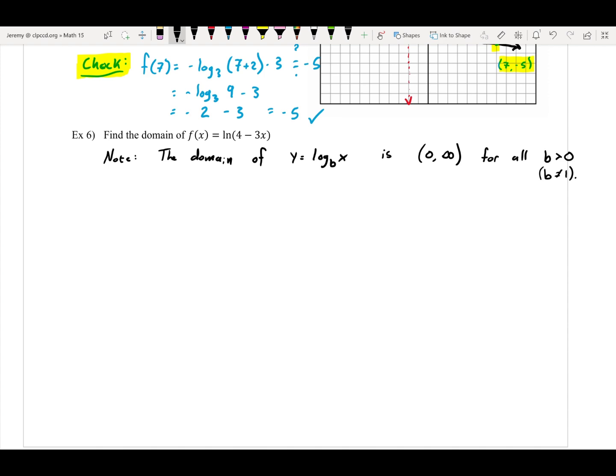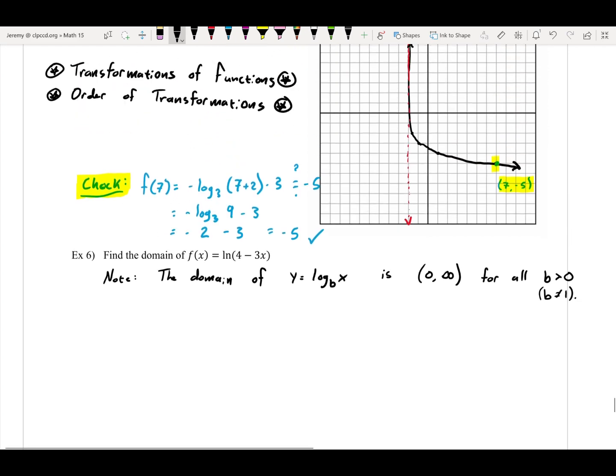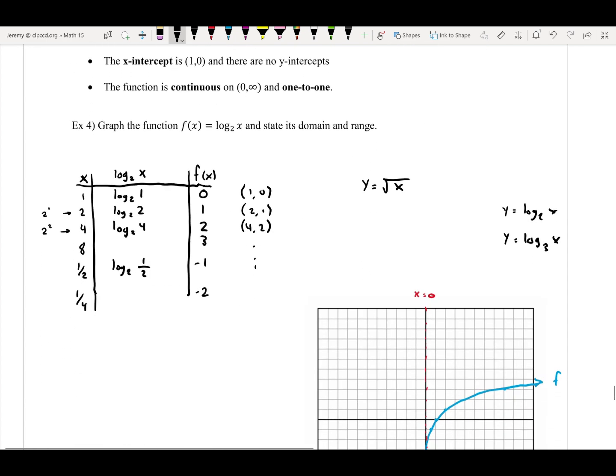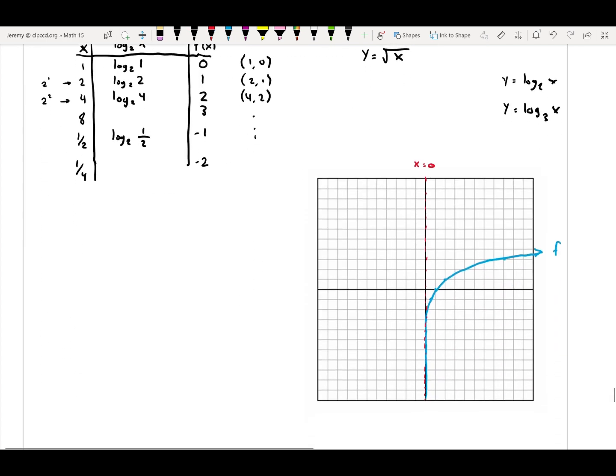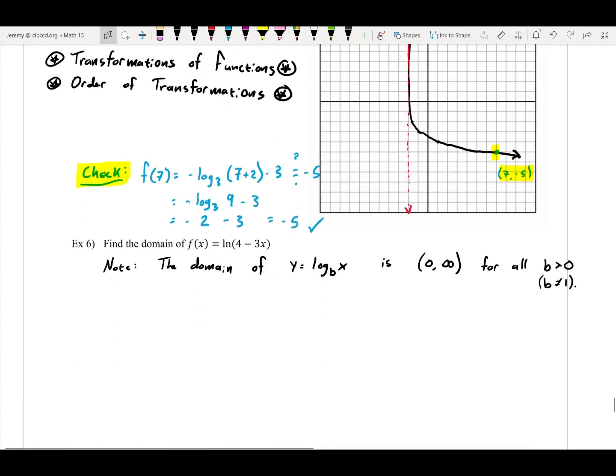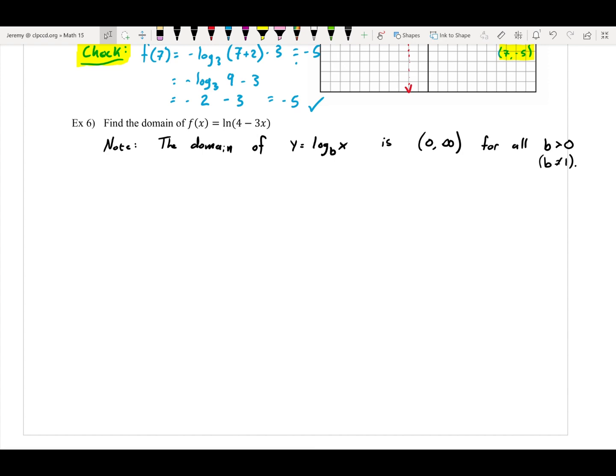Okay, so no matter what b is, log base b of x is going to have a domain from 0 to infinity. And you could just think of the parent functions, whatever. Here's log base 2 of x. I always just remember the graph of a logarithmic parent function looks like that, where the graph is completely on the right side of the y-axis. Okay, so the implication of this is that the domain of y equals natural log of x is going to be 0 to infinity.